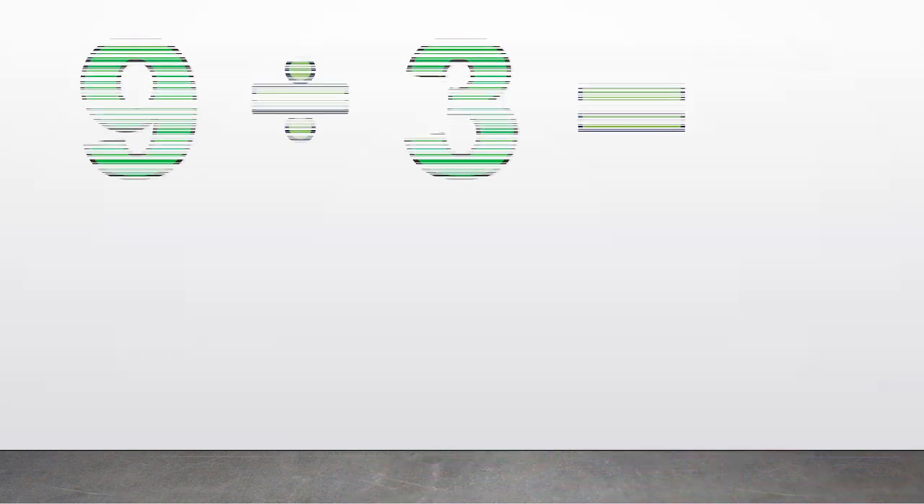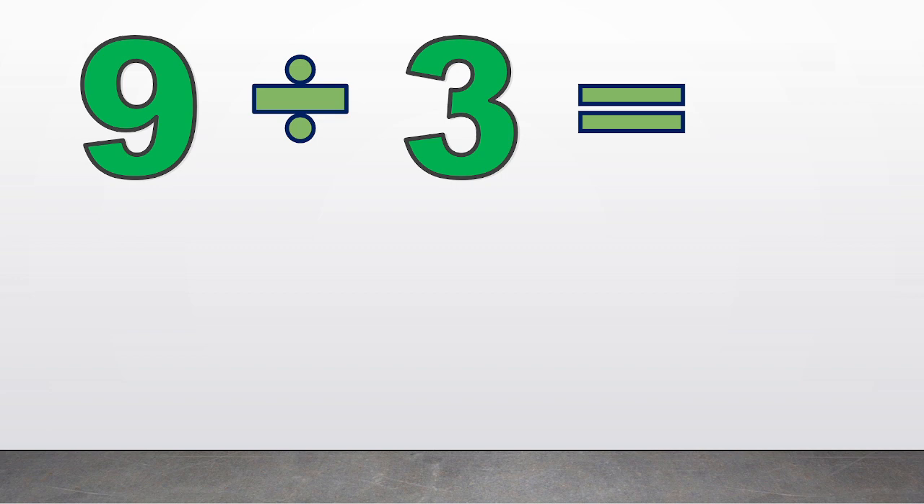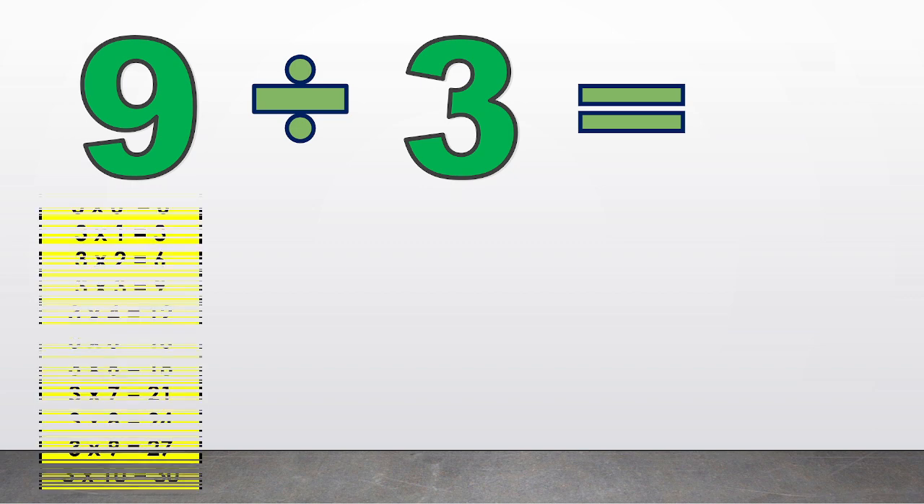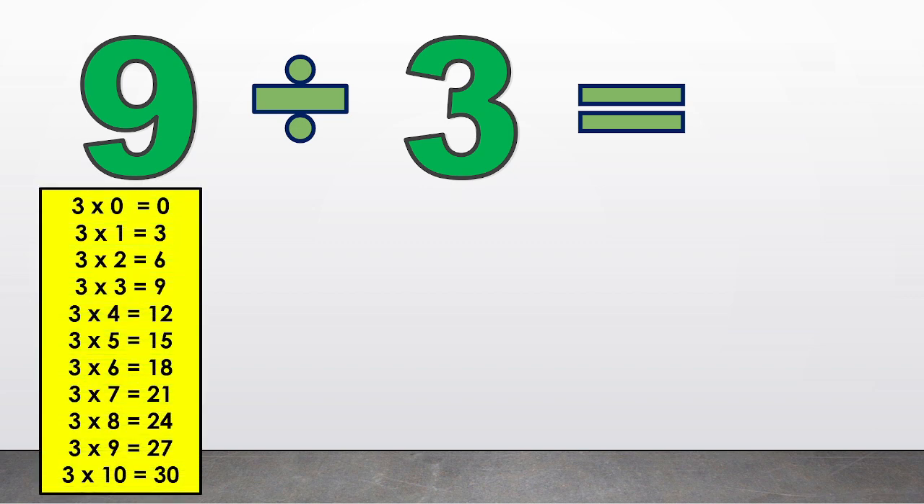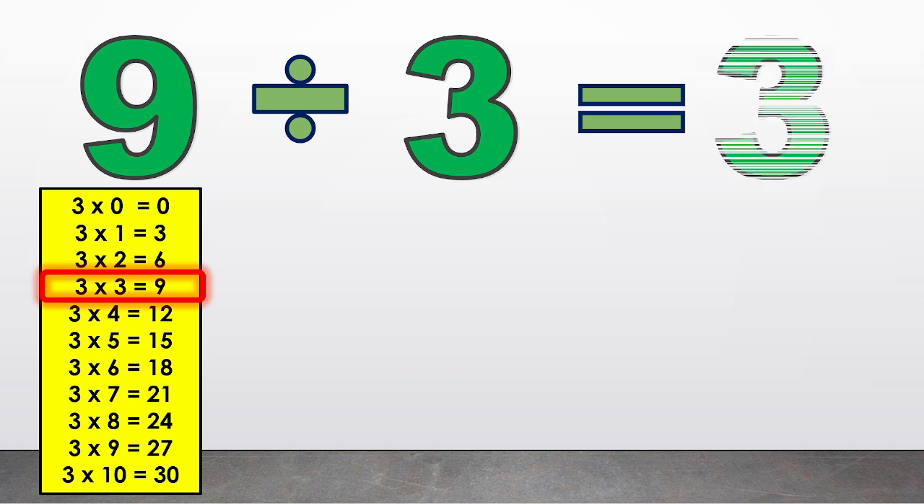Another solution. 9 divided by 3. How many 3 will it take to make 9? We will recall the multiplication table of 3 to help you divide faster. We will use 3 times 3 equals 9. So, 9 divided by 3 equals 3.